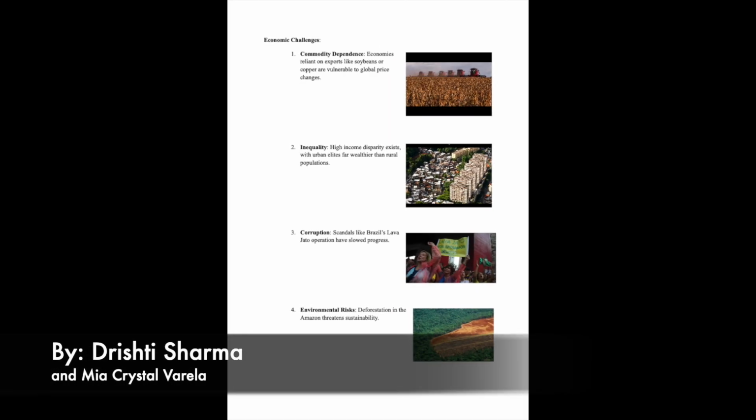Economic challenges. Commodity dependence. Economies reliant on exports like soybeans or copper are vulnerable to global price changes. Inequality. High income disparity exists, with urban elites far wealthier than rural populations. Corruption. Scandals like Brazil's Lava Jato operation have slowed progress. Environmental risks. Deforestation in the Amazon threatens sustainability.